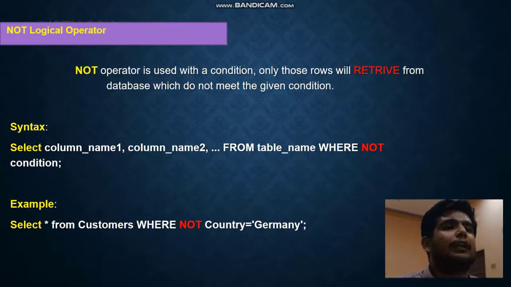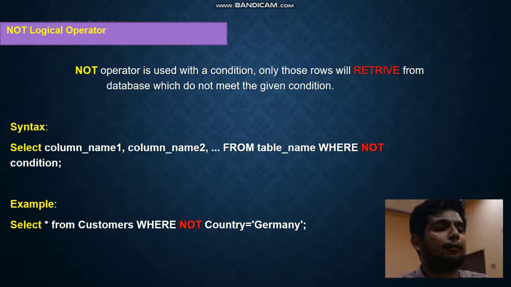NOT logical operator. The NOT operator is used with a condition so that only rows which do not meet the given condition will be retrieved from the database. Syntax example.